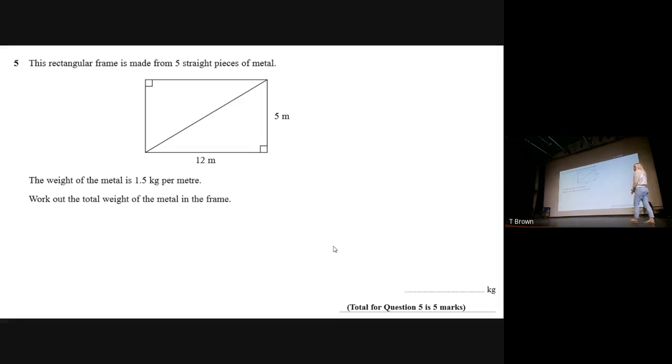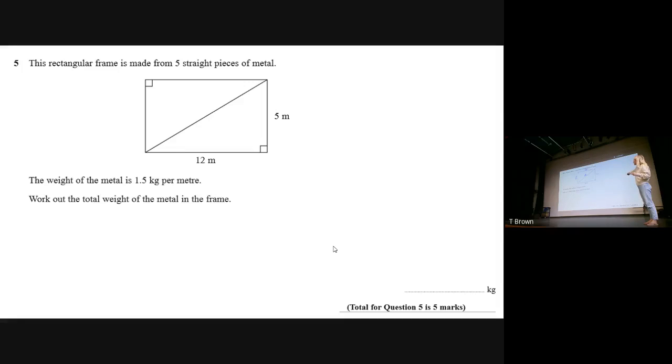Okay, this rectangular frame is made from 5 straight pieces of metal. The weight of the metal is 1.5 kilograms per meter. Work out the total weight of the metal in the frame. So it's a frame. Okay, you could stick your arm through there. It's not filled in. It's just 1, 2, 3, 4, 5 straight pieces of metal. Okay.